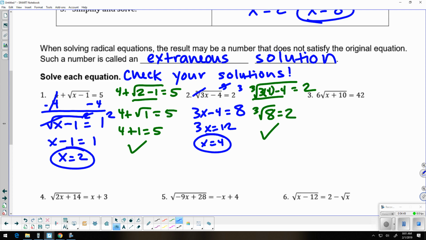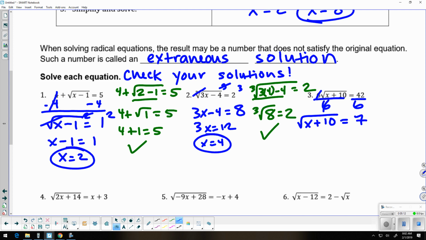First thing, isolate the radical. That 6 in the front has to go. And don't subtract the 6, because it's right next to the radical, so it's being multiplied by that radical. So to get rid of 6 in this case, again, don't subtract it. Divide both sides by 6, and that'll get rid of it. And now we have the square root. The radical is by itself. The square root of x plus 10 is equal to 7.